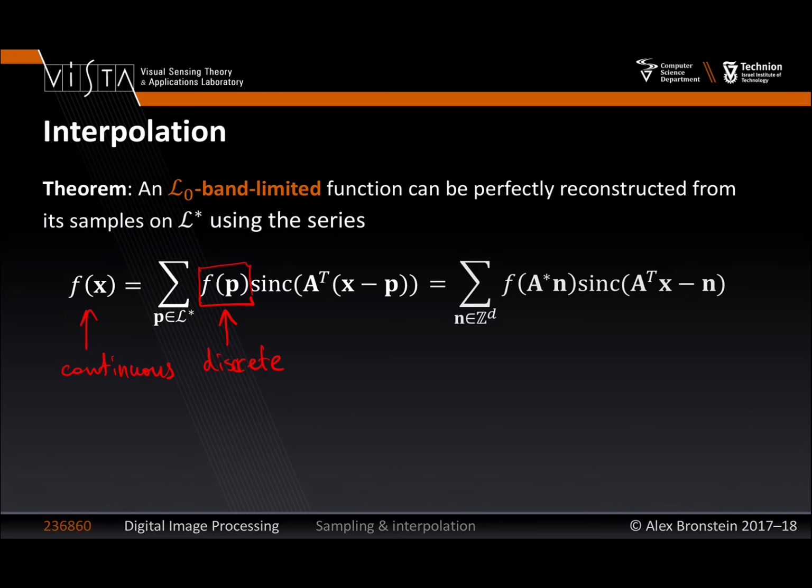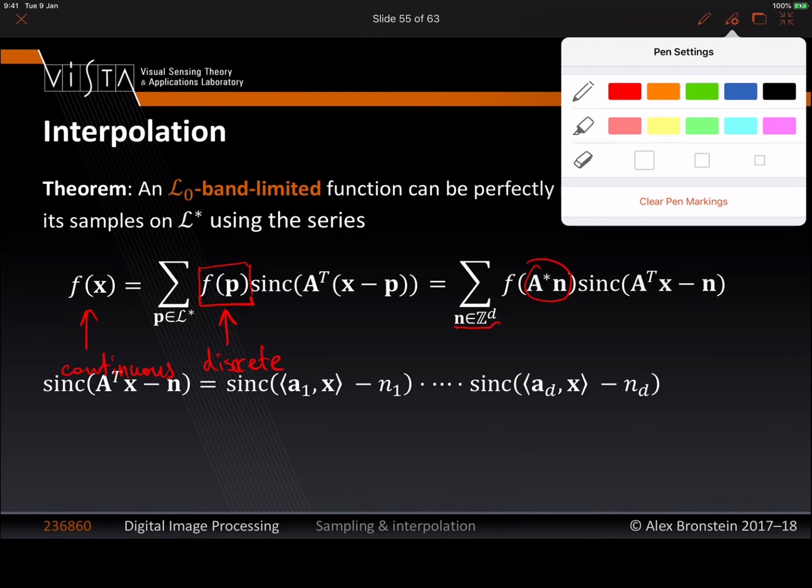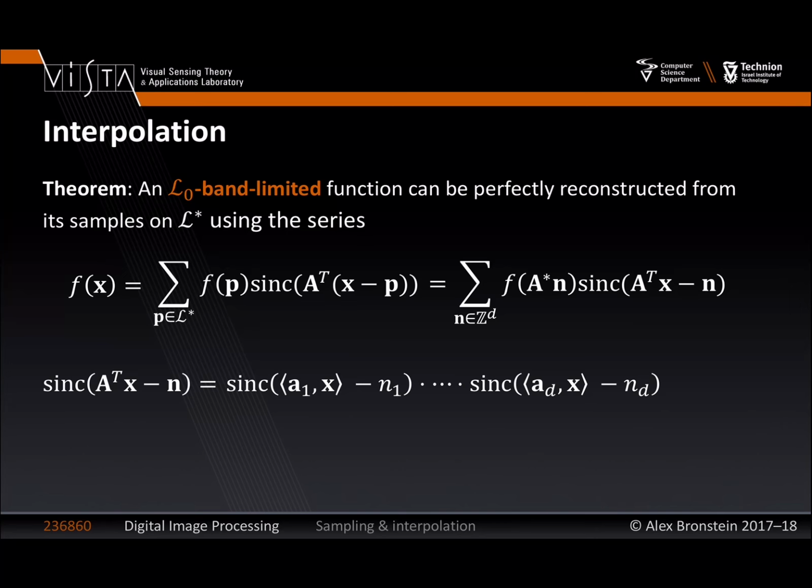Okay, so let me write it in a different way. I will write the sum over the integer lattice. Instead of writing p, I will write A star n, because we are interpolating on the reciprocal lattice. And I will just write sinc A transpose x minus n. Look at this sinc. It's a d-dimensional sinc, which we know is defined as the product of one-dimensional sincs, and sinc is sine over x. So you can write this sinc as a tensor product of these one-dimensional sincs. What we have in these one-dimensional sincs are the inner products of the columns of A. Basically, A transpose x is computing the inner products of x with the columns of A, shifted by the coordinates of n.